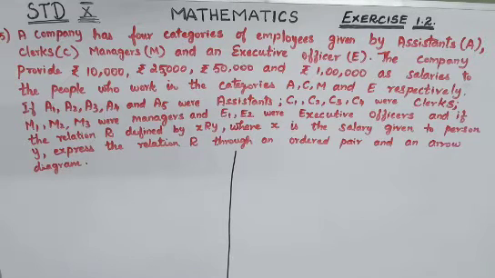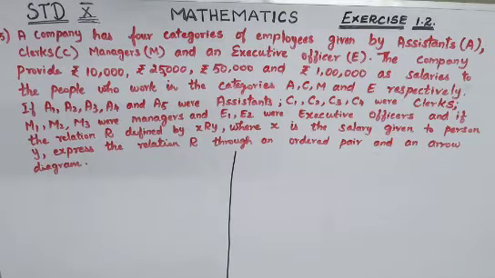If A1, A2, A3, A4 and A5 were assistants, C1, C2, C3, C4 were clerks, M1, M2 and M3 were managers and E1, E2 were executive officers, and if the relation R defined by X related to Y, where X is the salary given to the person Y, express the relation R through an ordered pair and an arrow diagram.